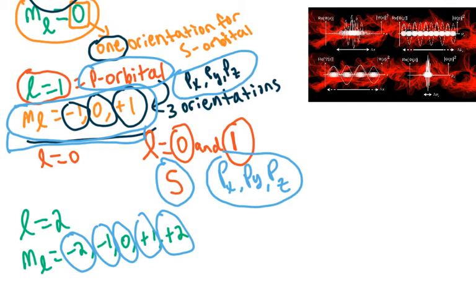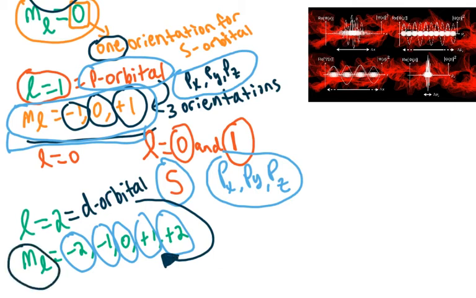And L equals 2, we said in the last video, is a d orbital. A d orbital has 5 different orientations. And why is it 5? Because we have 5 values for our magnetic quantum number. Before we move on, maybe you noticed the pattern already: the magnetic quantum number ranges from the negative of our azimuthal quantum number, all the way inclusive, to our positive azimuthal quantum number.